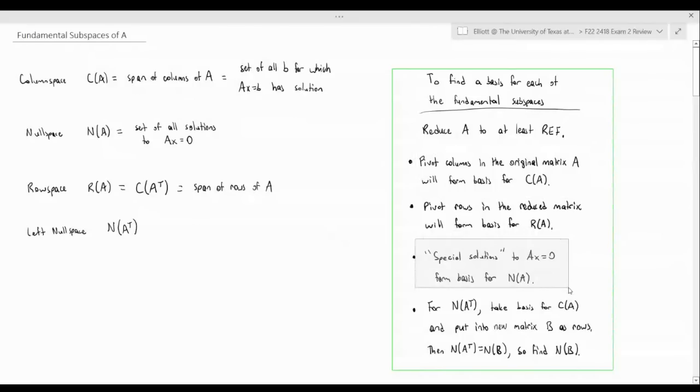The left null space is one that's a little bit harder to find a basis for. But what you can do to get a basis for the left null space is take your basis for the column space of A, put those basis vectors into a new matrix, but this time as rows because you need to transpose them. So we call that new matrix B. Then you just need to find the null space of that new matrix, okay? So I'll start with an example, okay?